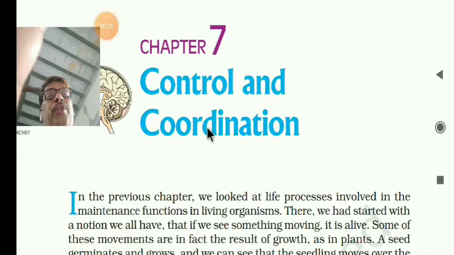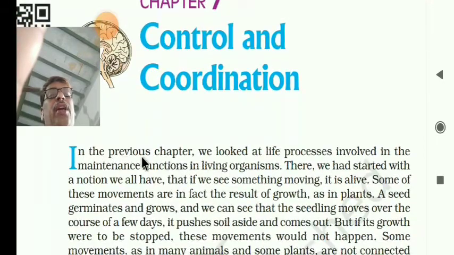See, dear students, in the previous chapter, we have looked at life processes. Life processes means digestion, excretion, reproduction, or nutrition, involved in the maintenance functions in the living organisms. So all these processes are maintaining or running our living organisms to lead their life.